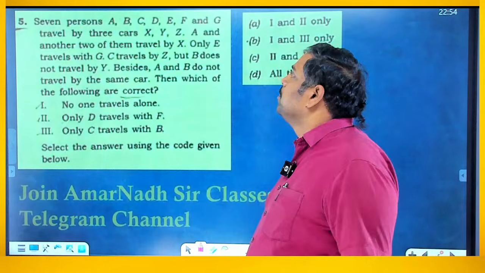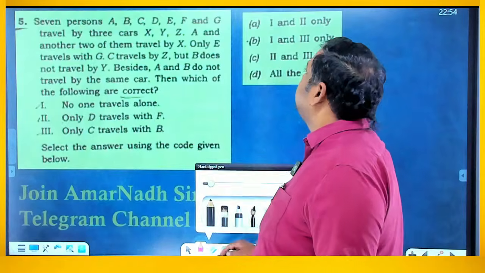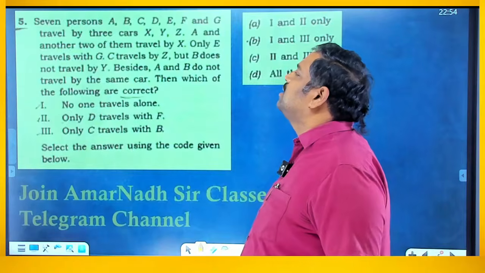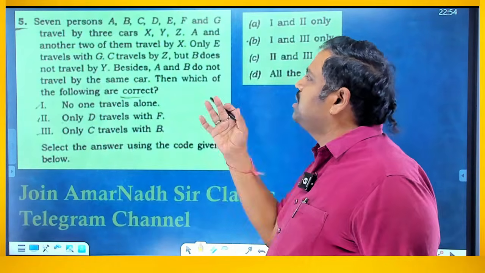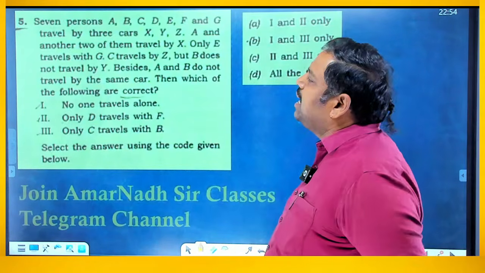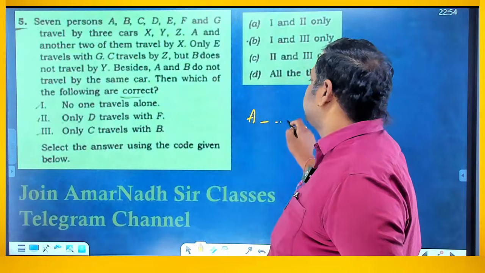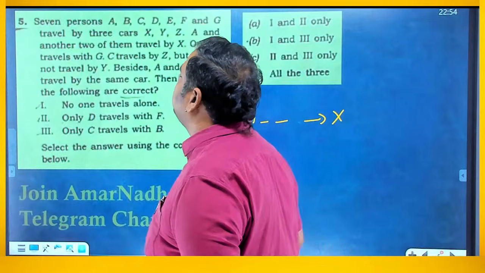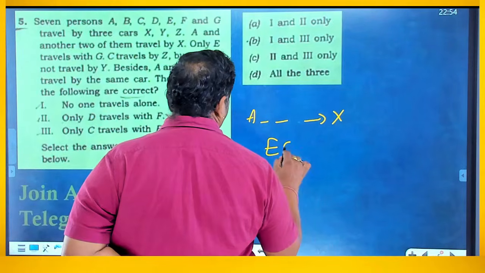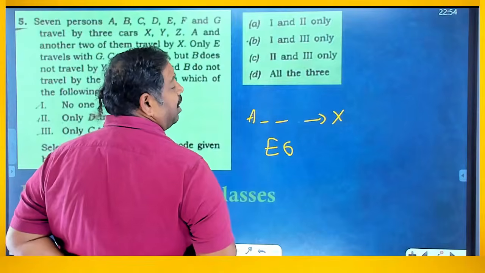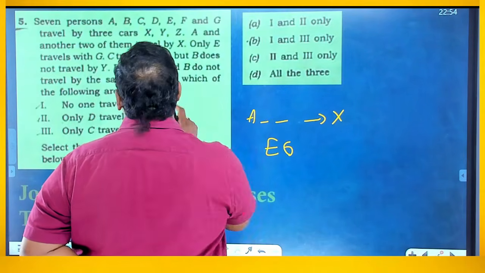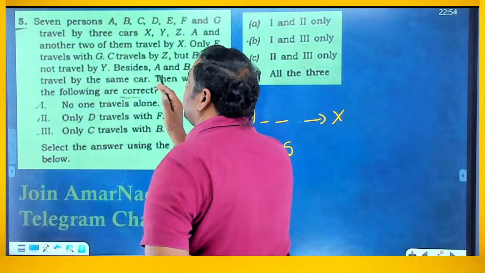Question. 7 persons A, B, C, D, E, F and G travel by 3 cars X, Y, Z. 7 persons, 3 cars. A and 2 others travel by X. So this is X, A and other 2. Only E travels with G. That means these two will not be here, because if they are, E would be traveling with G and A both, but he is saying only with G.